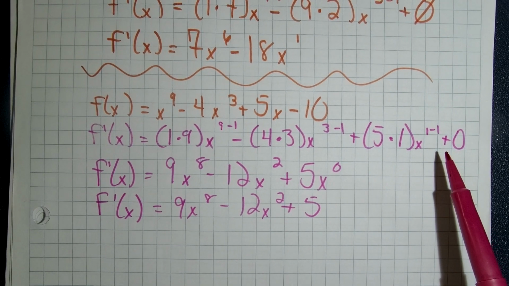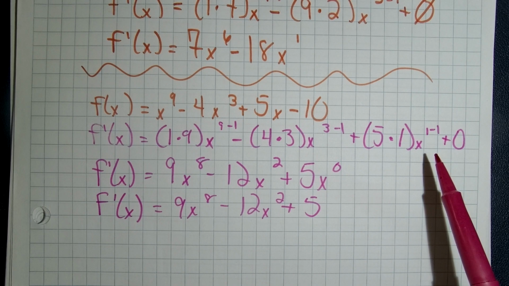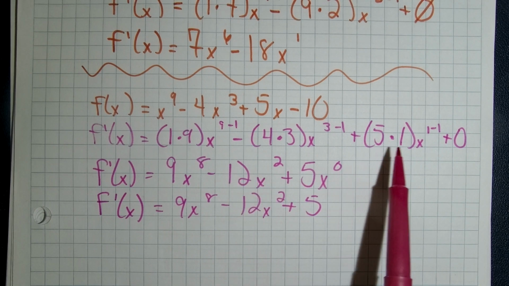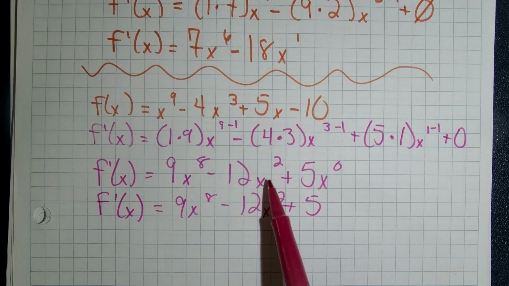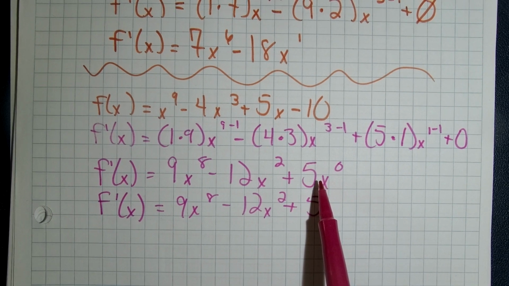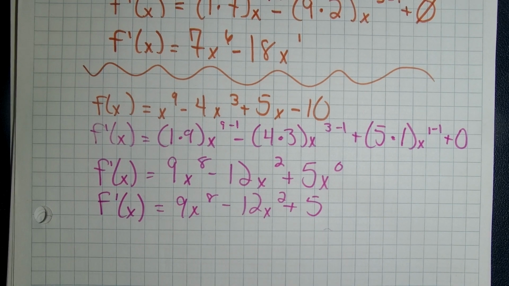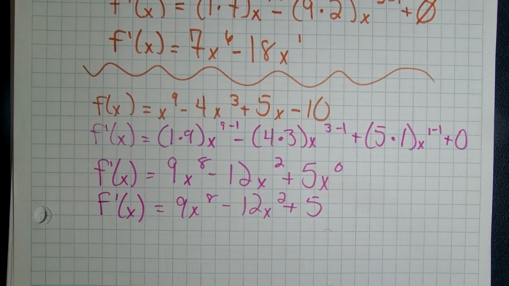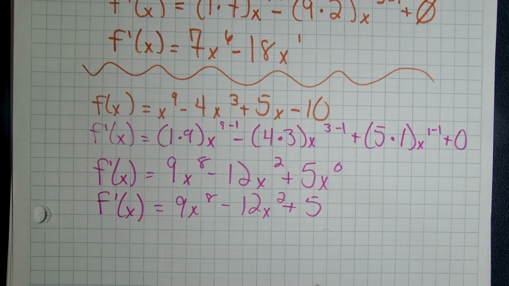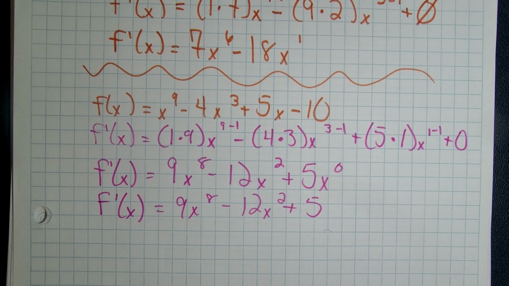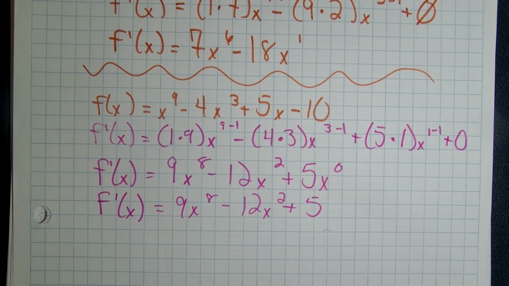Ladies? Gentlemen? No questions? Are we sure? Then I'm just simplifying. 1 times 9 is 9. 4 times 3 is 12. And then the exponents, 8, 2, and 0. And because I have x to the 0, I can just drop it, and it just becomes plus 5. Questions? Snaps if we got it, hands if we need help. Nobody? Thank you. Okay. Questions?